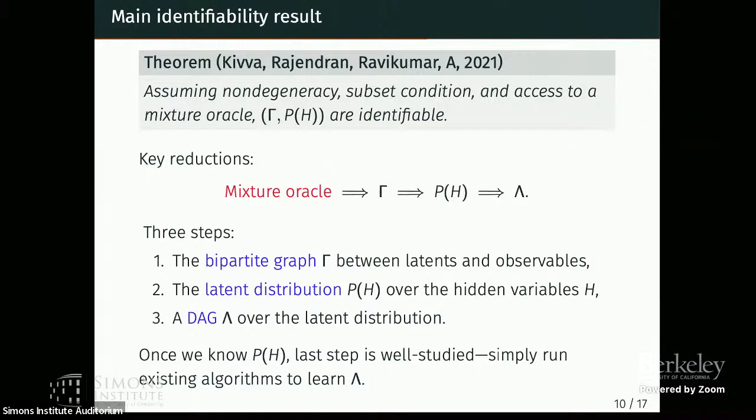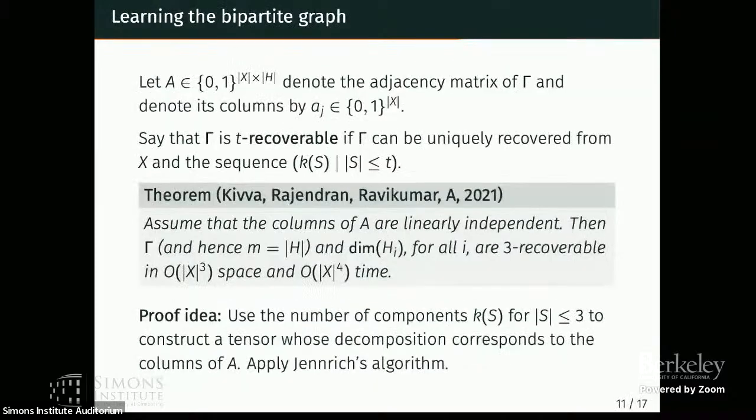Okay, so I'm going to focus on the first two parts. How do we learn this bipartite graph? There's a lot buried in here, but the basic idea is the following. We're going to use the number of components for subsets of size at most 3 to construct a tensor. This tensor's decomposition will correspond to the columns of A. Under the assumption that the columns of A are linearly independent, this tensor will have a unique decomposition, and you can apply standard algorithms like Jennrich's algorithm to figure out the columns of A and hence the bipartite graph.